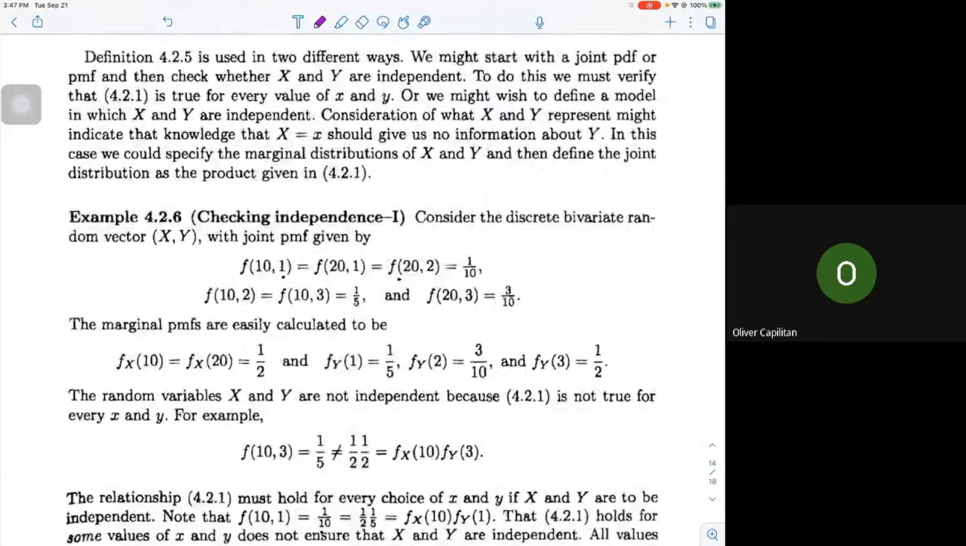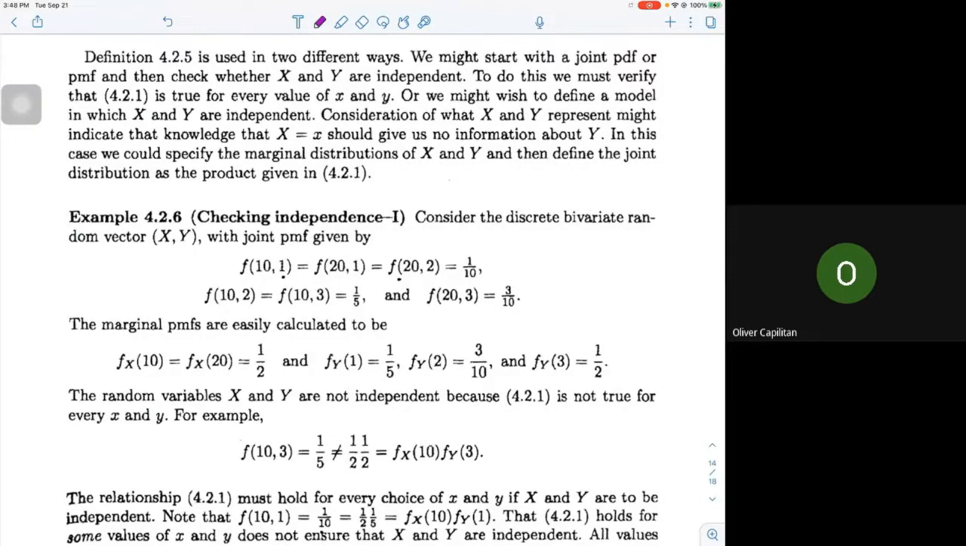Checking independence. Consider the discrete bivariate random vector x and y with joint PMF given by this. f of 10, 1 is equal to f of 20, 1, f of 20, 2 equal to 1 over 10, f of 10, 2 and f of 10, 3 equal to 1/5, and f of 20, 3 is equal to 3 over 10.